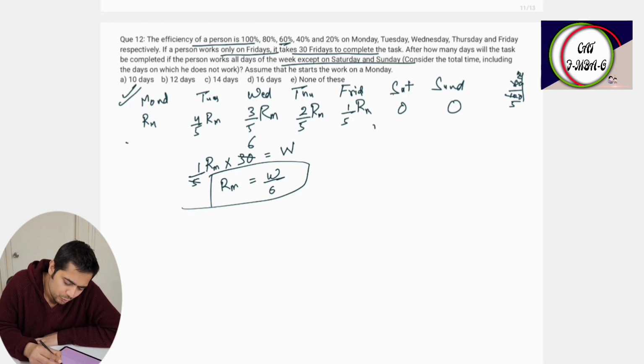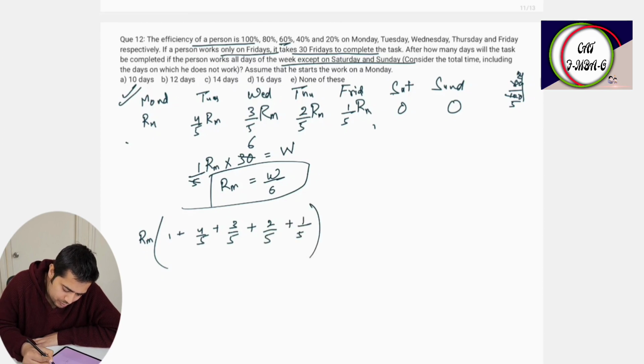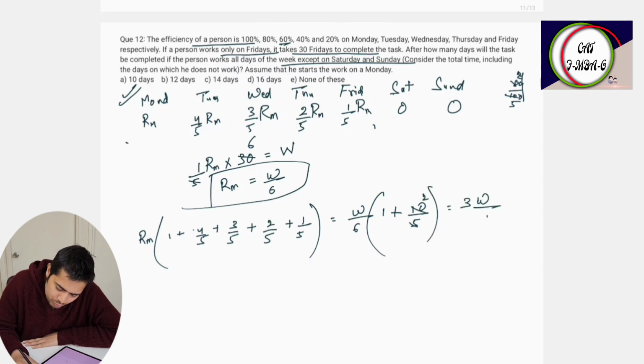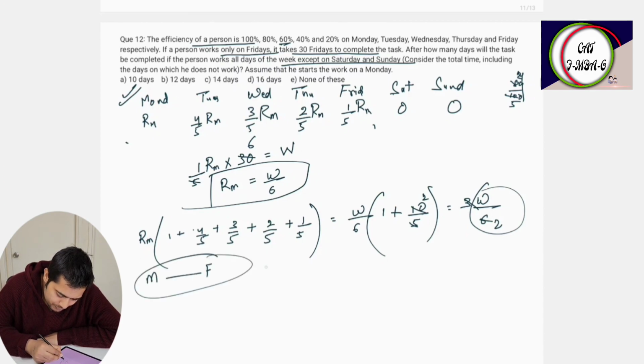Let's see from Monday to Friday how much work is done. RM times 1 plus 4 by 5 plus 3 by 5 plus 2 by 5 plus 1 by 5 is equal to W by 6 into 1 plus 4, 5, 6, 7, 8, 9, 10, 10 by 5, 2. So 3 W by 6, 2. So from Monday to Friday, he completes W by 2 work.